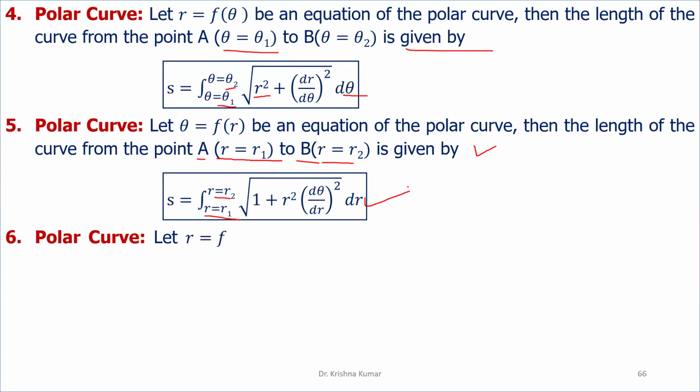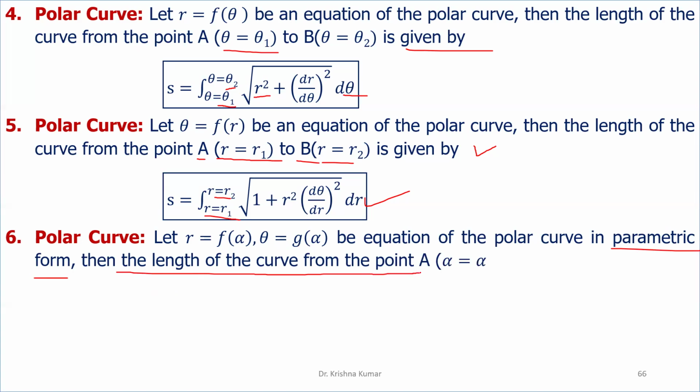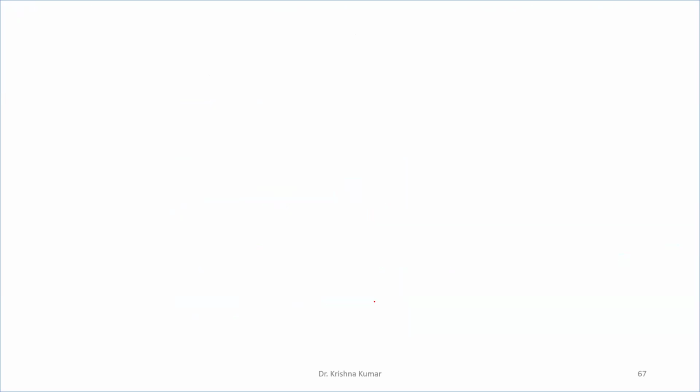Similarly, if the polar curve is r equal to f of alpha, theta is equal to g of alpha, which means this is the parametric form of the polar curve, be an equation of the polar curve in parametric form, then the length of the curve from the point A, alpha equal to alpha 1, to B, alpha equal to alpha 2, is given by s is equal to integration under the limit alpha is equal to alpha 1 to alpha equal to alpha 2 of root over (dr/d alpha) whole square plus r square (d theta/d alpha) whole square. So these are the different formulas to calculate the rectification of a curve.